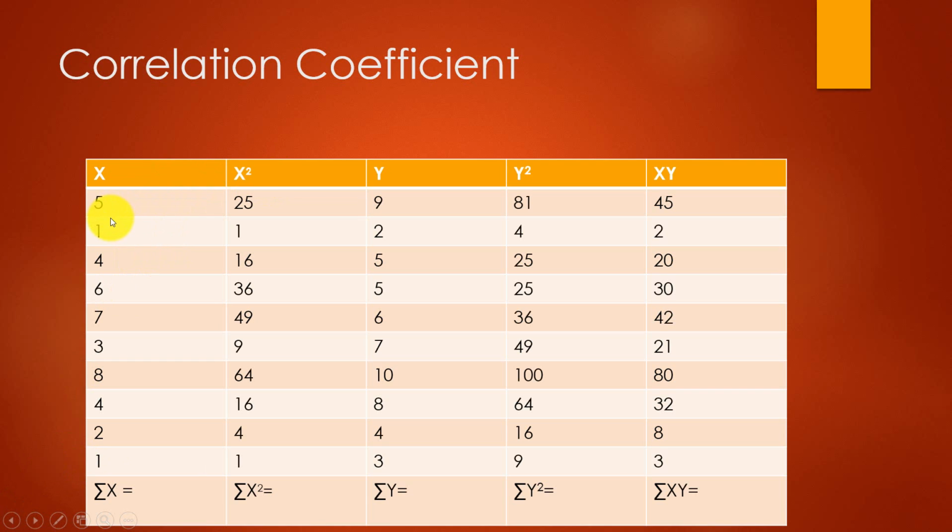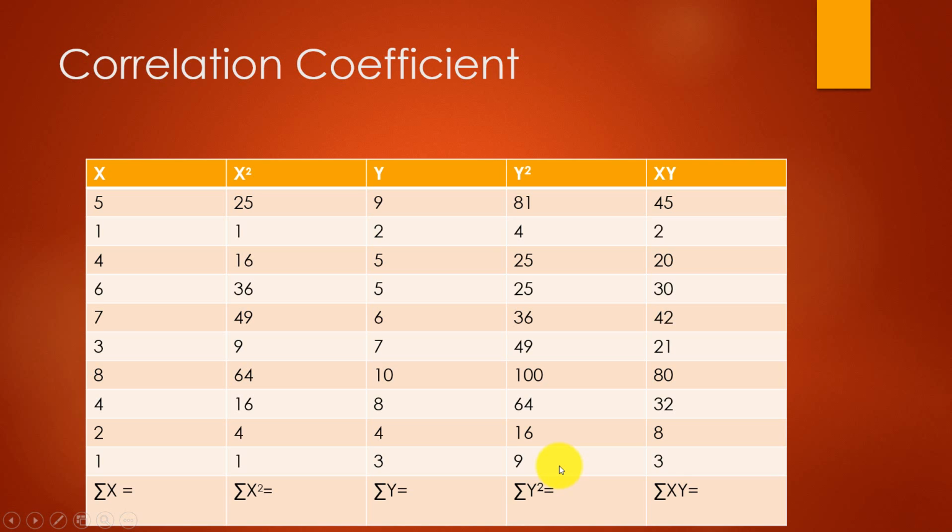Okay, so for the x squared, let's see if I get this right. 5 times itself is 25, 1 times itself is 1, 4 times itself is 16, 6 times itself is 36, 7 times 7 is 49, 3 squared is 9, 8 times 8 is 64, 4 times itself is 16, 2 times 2 is 4, 1 times 1 is 1. Okay, we'll go over to the y squared column, which I've also completed for you here. 9 times 9 is 81, 2 times 2 is 4, 5 times 5 is 25, same. Okay. Then we have 6 times 6, 36, 7 times 7, 49. Okay, 10 times 10 is 100, 8 times 8, 64, 4 times 4, 16, 3 times 3 is 9.